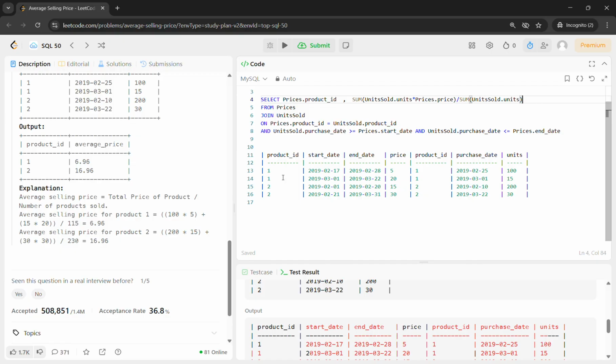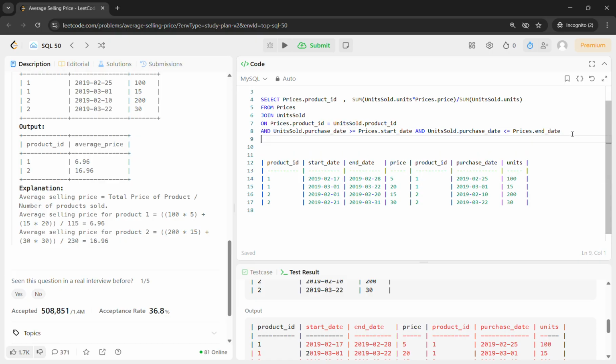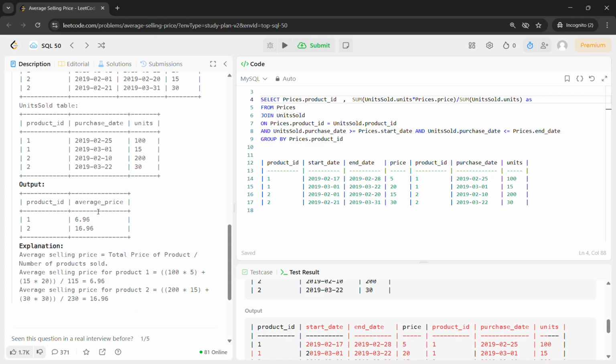So here I am writing this way. For this one I need 100 plus 15, right? So for that I will add here group by product ID. For 1 it will become one pair, for 2 it will become another, so we group it based on the product ID, and then the result we want as average price, and also we have to round it up. Okay, first we will see how we are getting it.